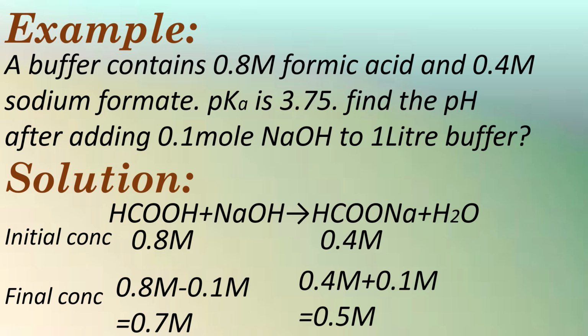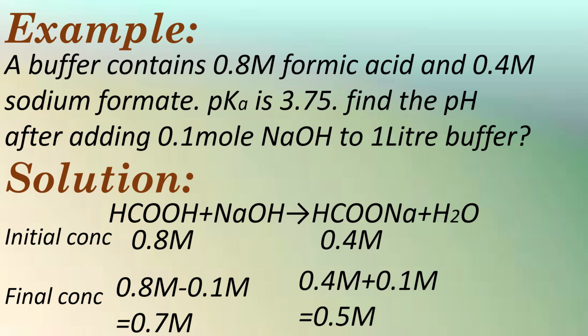We have to find the pH of solution after adding 0.1 mole NaOH, a strong base. So by adding this strong base, pH must change sharply, but this is a buffer system, so pH changes slightly. So the concentration of sodium hydroxide is 0.1 molar because 0.1 mole is added to 1 liter buffer. Now we have to find the pH after adding strong base.